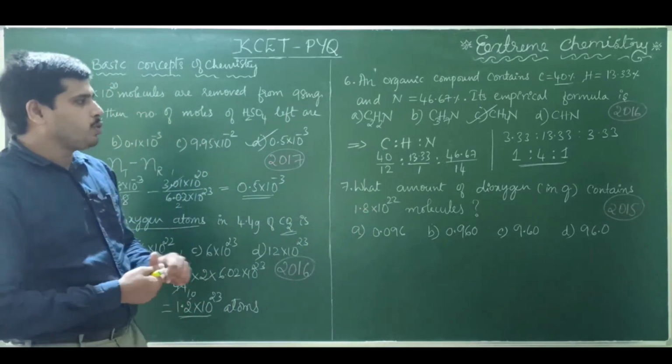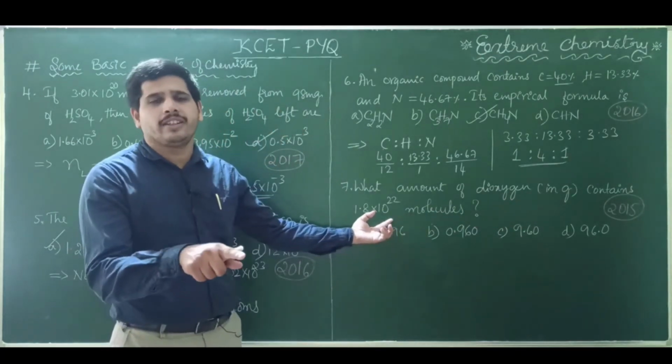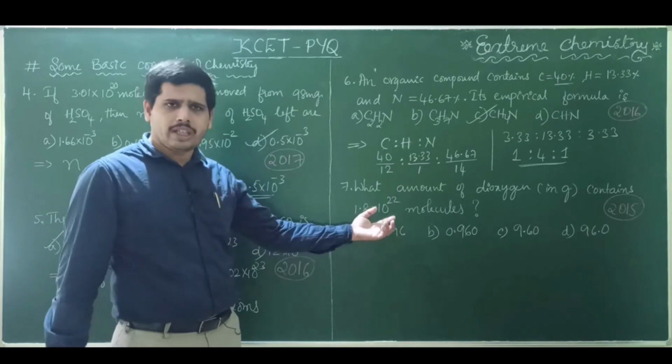What amount of dioxygen? So what amount is asked? So mass, and molecule to be connected. So what is that common factor which connects these two? Moles. So convert that into moles.